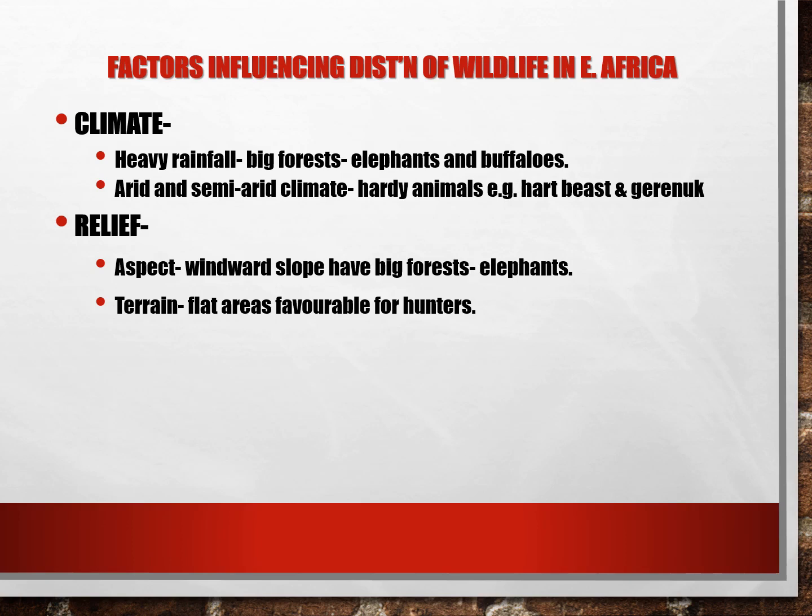Now, windward slopes of mountains will tend to receive high rainfall. They will also tend to have high temperatures or direct sunlight, and therefore they will tend to be forested. If you look at Mount Kenya, on the side of Meru, we have the big forest there because it is on the windward slope of Mount Kenya. You will find animals like elephants there because of the thick forest, because they are big browsers, as we have said earlier.